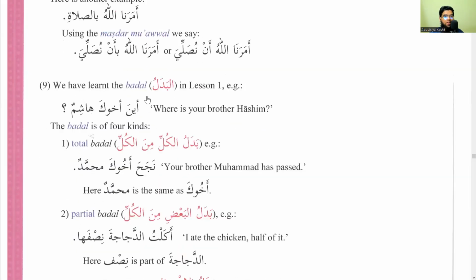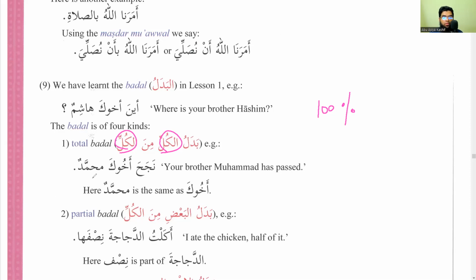Okay. We have learned the badal. Badal again. Aina akhuka Hashimun. Yeah, badal lesson. There are four types of badal. One is total badal, called badal kul min al kul. Like this one also is total, complete, 100% badal, like a twin brother. It's called kul min al kul. You can replace either word. You can delete this, just delete this, fine, because it's 100%. Like najaha akhuka, your brother passed. The meaning is complete, but you might have 10 brothers or whatever.